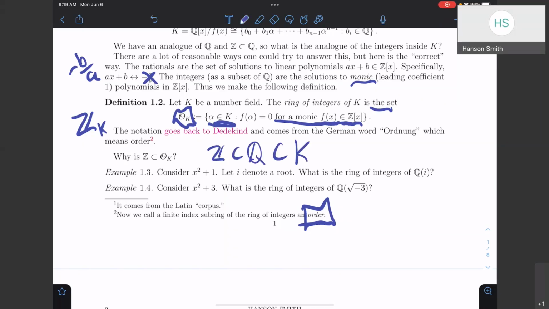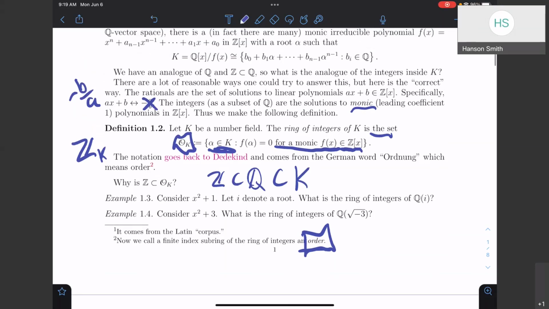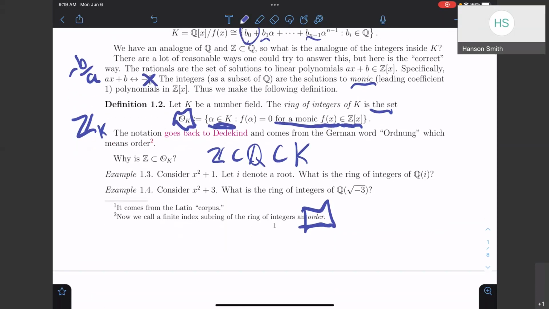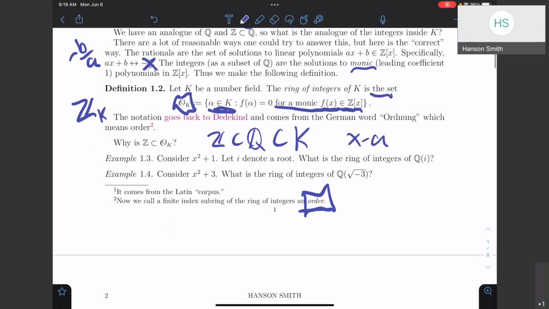Awesome. Yeah. The integers are in the rationals, and the rationals live in this number field, right? Just let b1 through bn minus 1 be 0, and here I have all my rationals. And then the integers, of course, satisfy polynomials that look like x minus a. So that's a nice monic polynomial with integer coefficients.